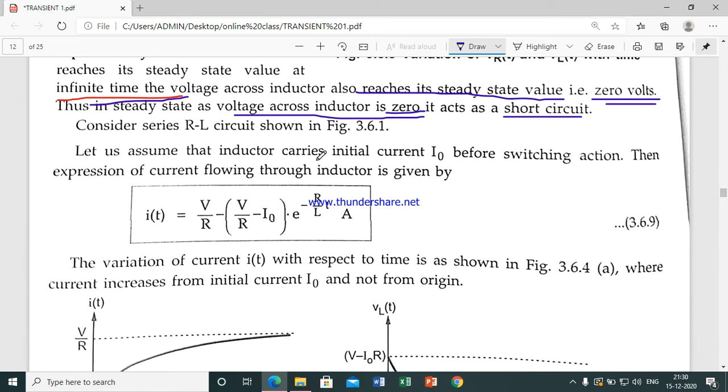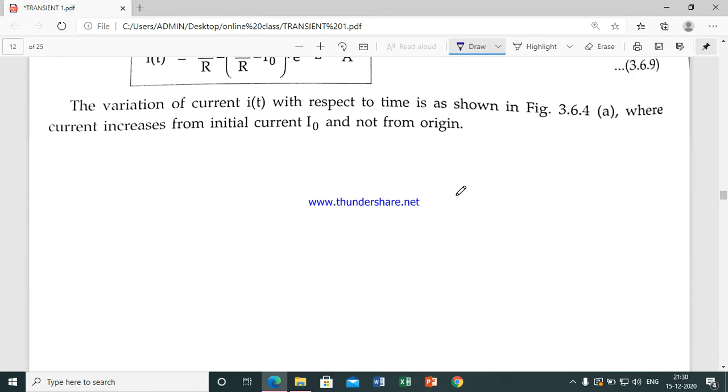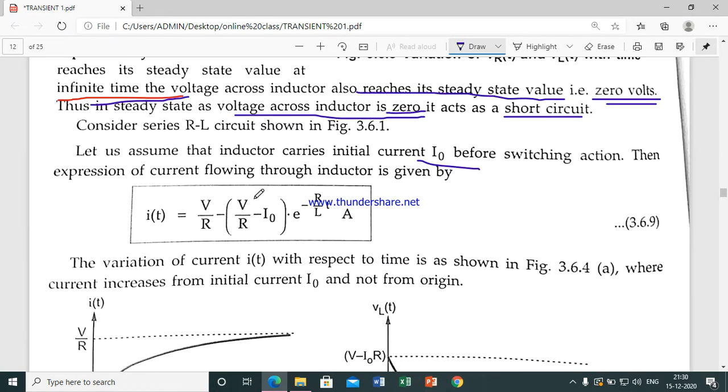Let us assume that the inductor carries initial current I0 before switching action. If you have some inductor current I naught before the switching action, then you can write down the expression for I of t equal to V by R minus (V by R minus I naught) e raised to minus R by L into t.